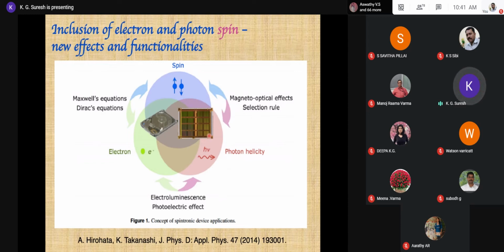So what is the importance of spin? Of course, as you know, the fundamental particles have spin, and based on spin only we classify particles into two categories.